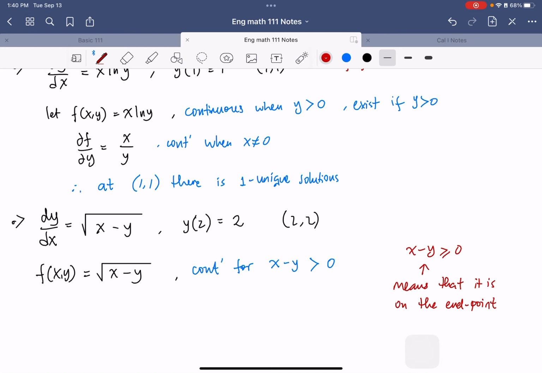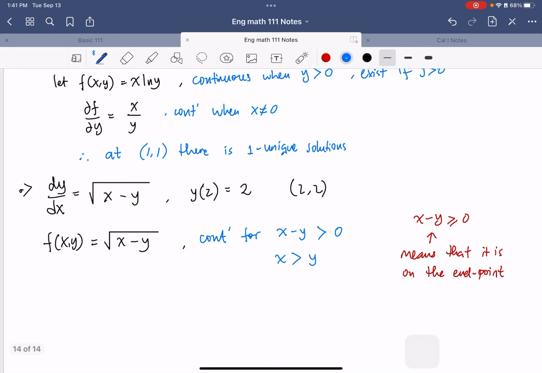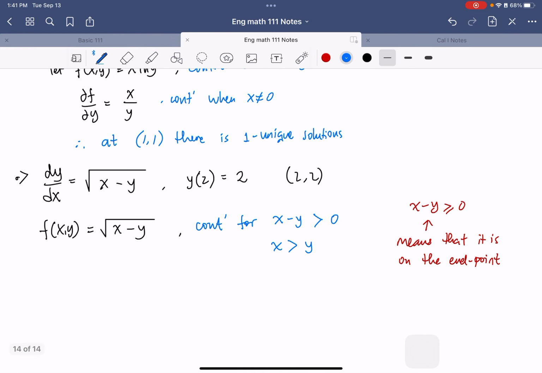Because at the endpoint, of course, we cannot say it's continuous or discontinuous, because it's on the endpoint. If we are between the interval, we make sure that they have continuity. So x should be greater than y. This is for the existence, so x should be greater than y.